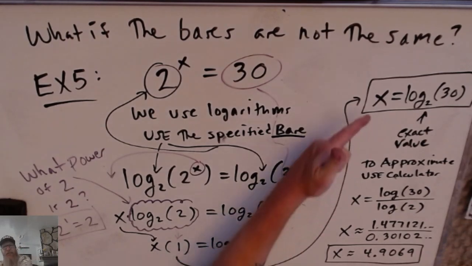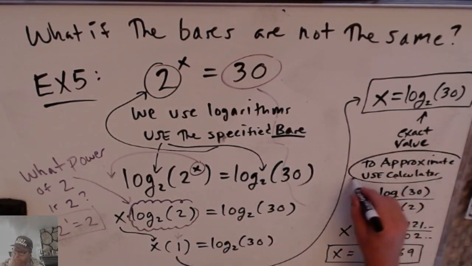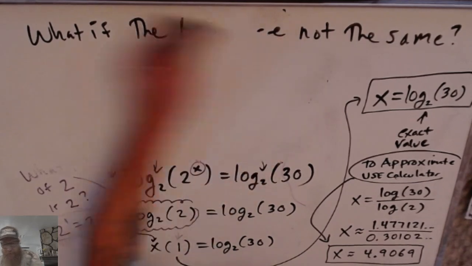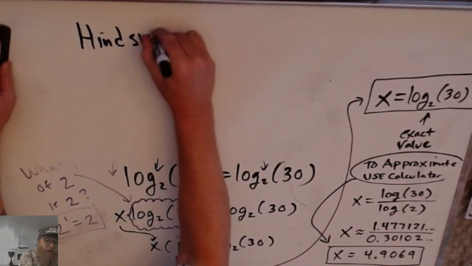So I might ask for the exact value. I might ask for the approximate value. I might ask for both. You should always be prepared for both. Interesting note. That's what we call hindsight.